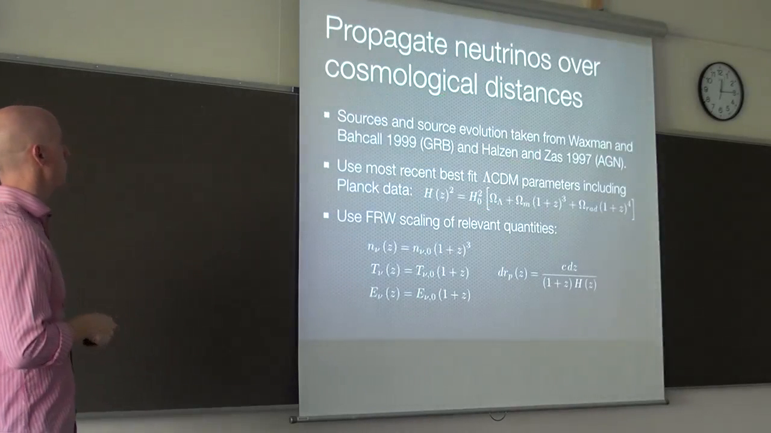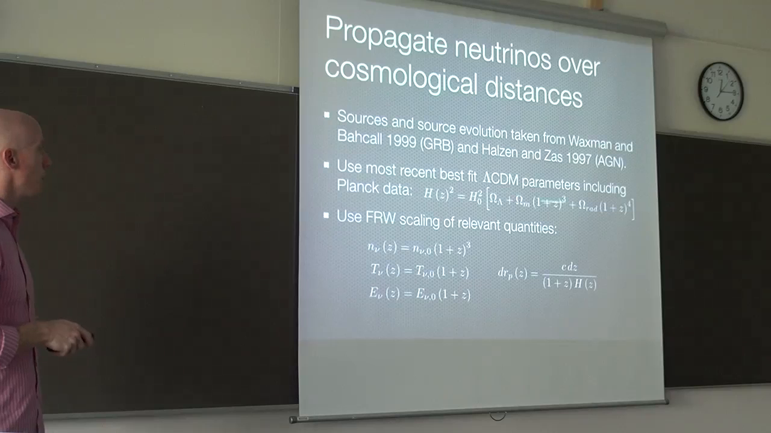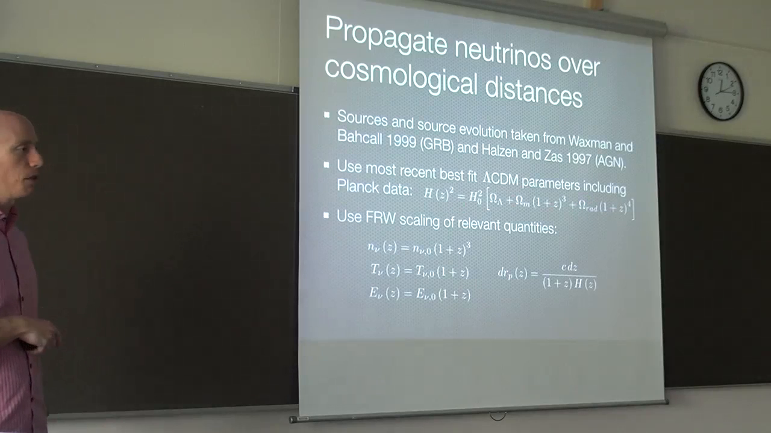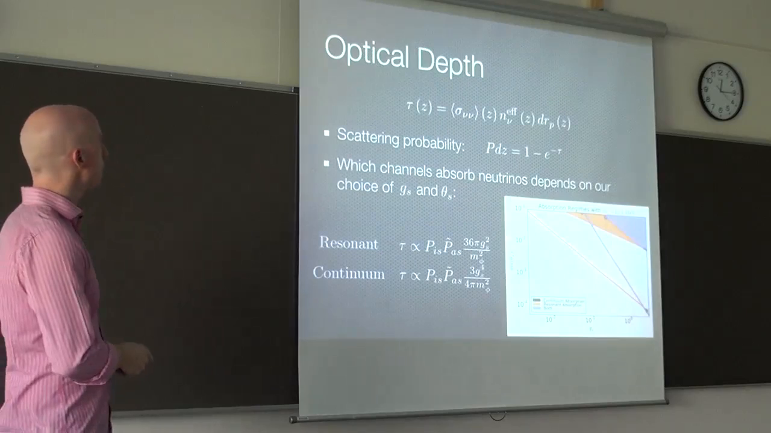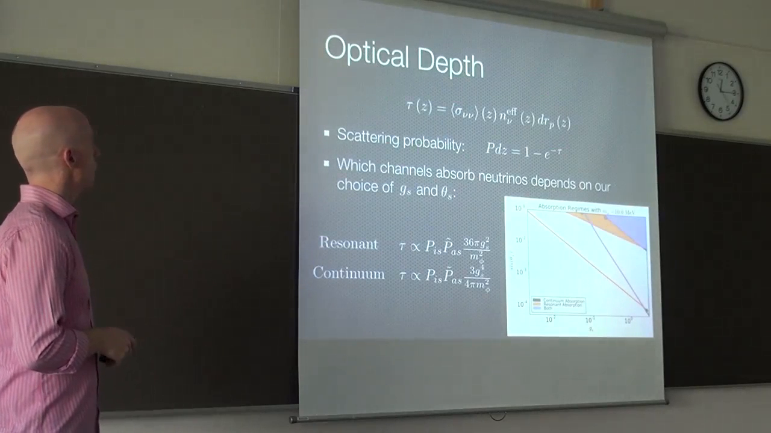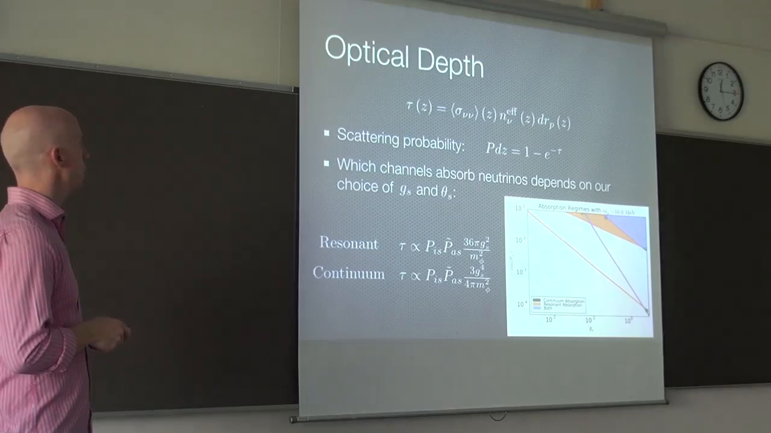We take source spectrums for GRBs and AGNs and evolve the universe in redshift using the best fit from Planck. And we can then compute the number density of relic neutrinos, their temperature, their energies, and the proper distance along a neutrino world line, and get an optical depth for absorption. So here's our probability to absorb in a redshift interval dz.